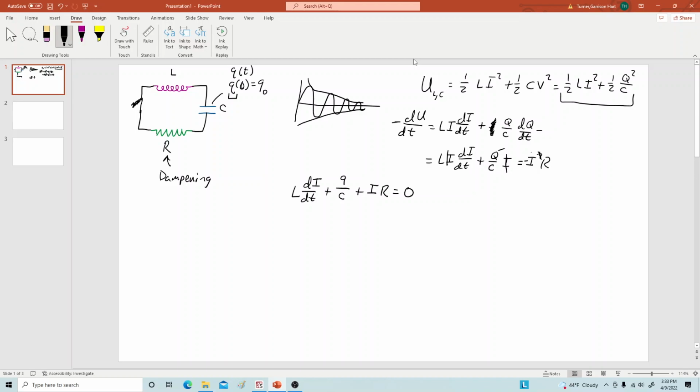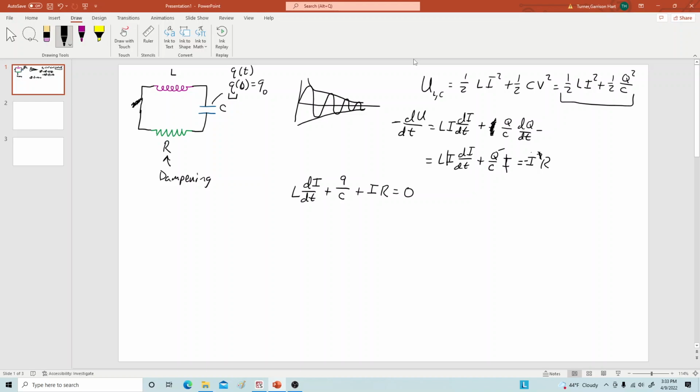Okay, now this is a differential equation, and I can solve this differential equation, and in fact we've already solved this differential equation, right? We already did that in a previous video. But what I want to do now is understand how the charge on the plates is going to change.